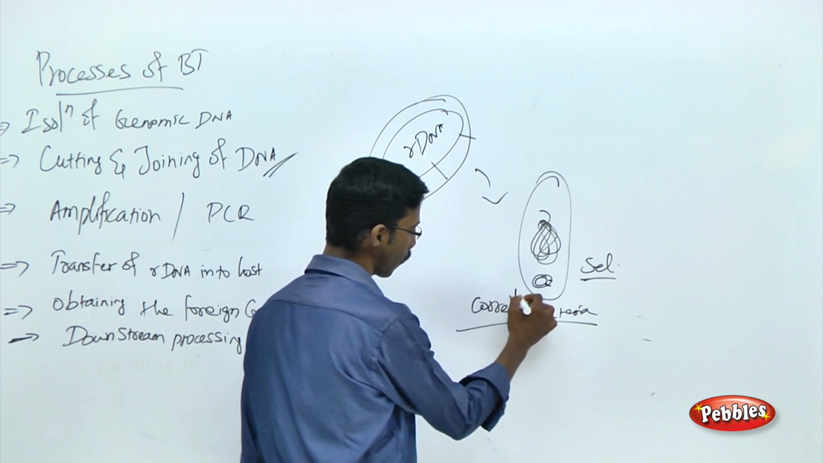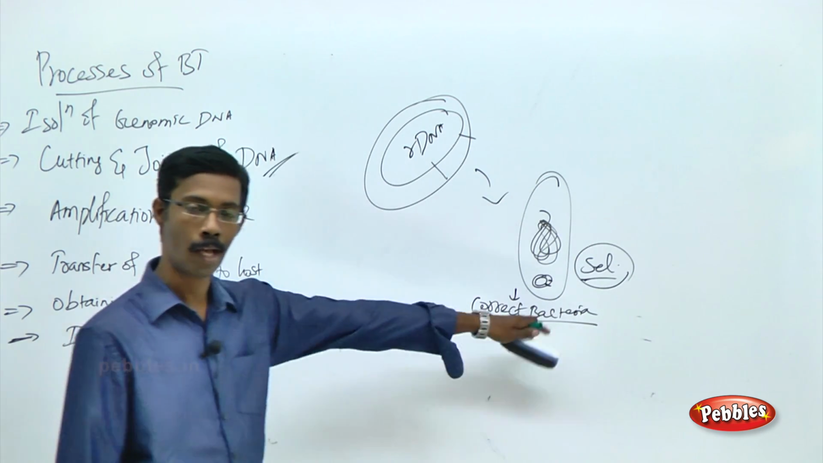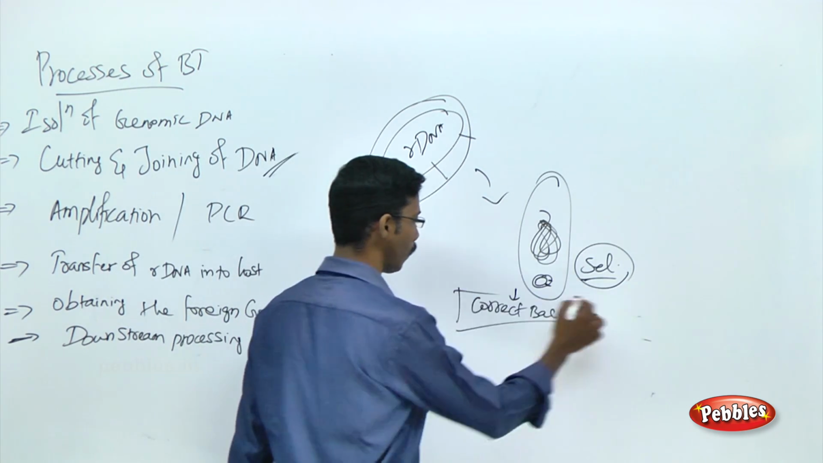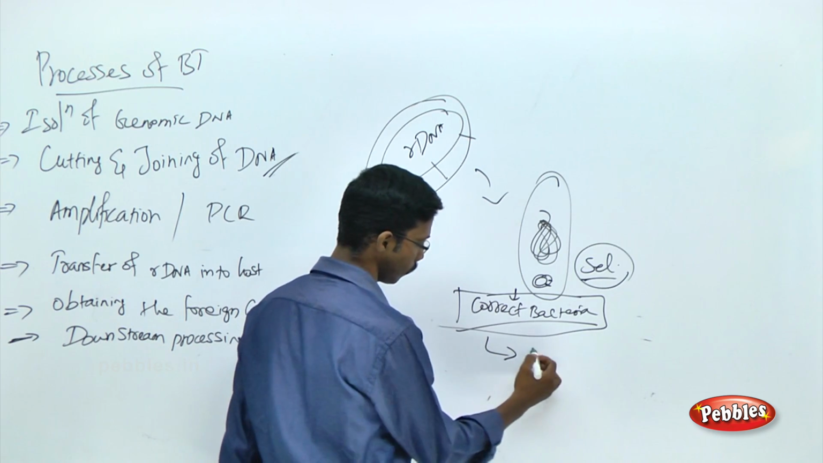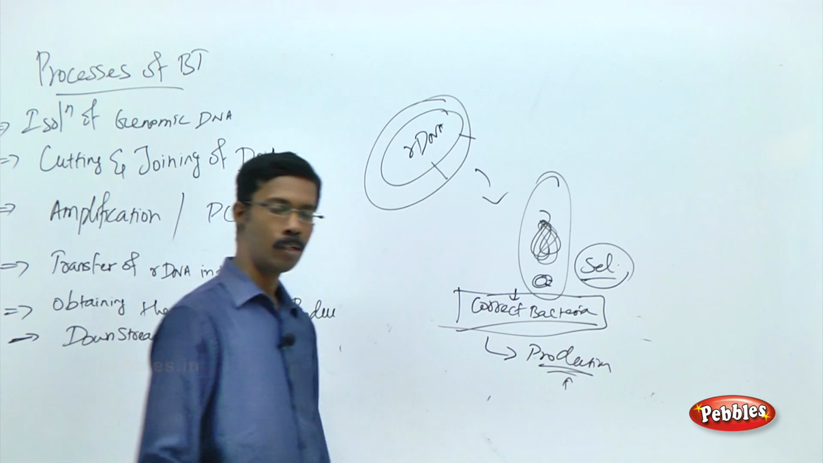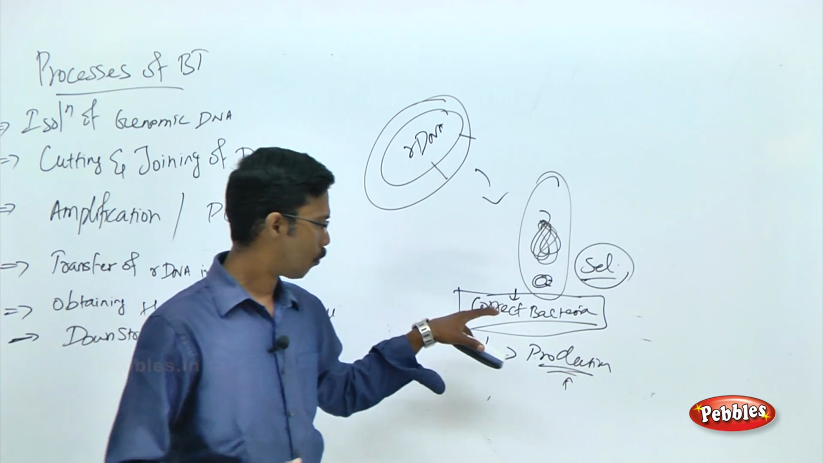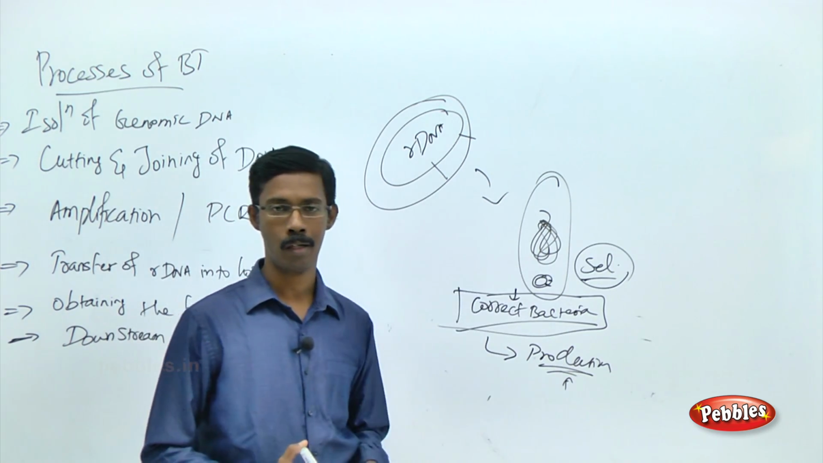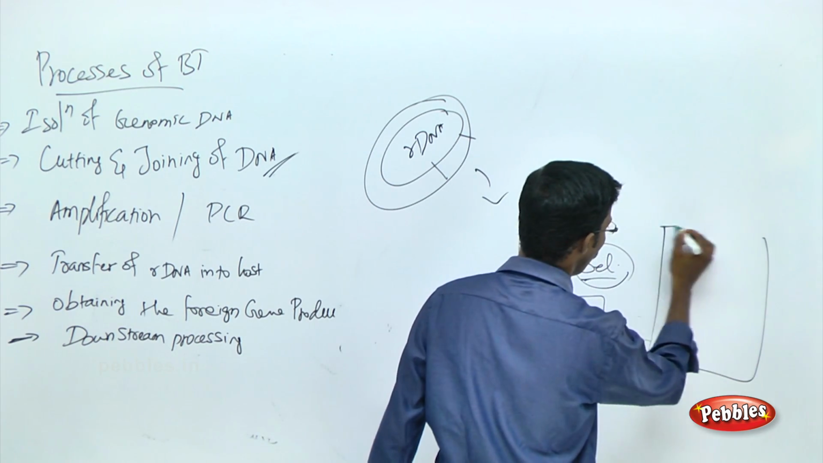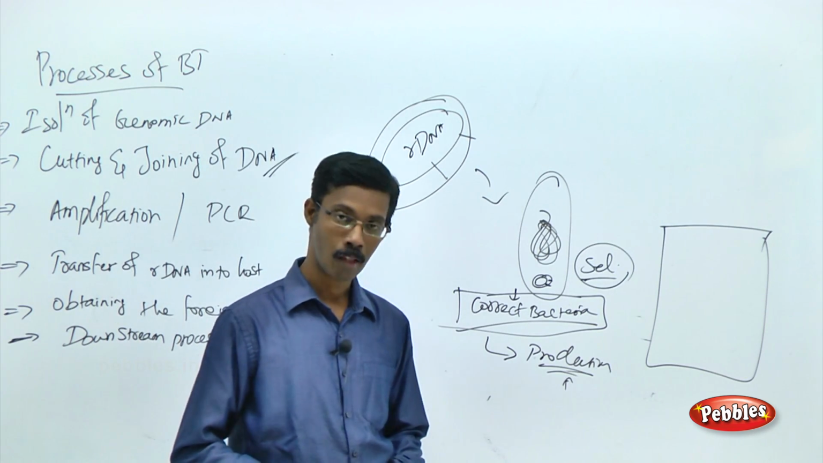Okay, how can we find out the correct bacteria? By means of the selectable marker that is carried by the plasmids. Fine. So by choosing the correct bacteria, then we are going for the production. So over here in the production stage, the actual steps involved in the microbiology lab, we are going to inoculate the particular bacteria into huge bioreactors.